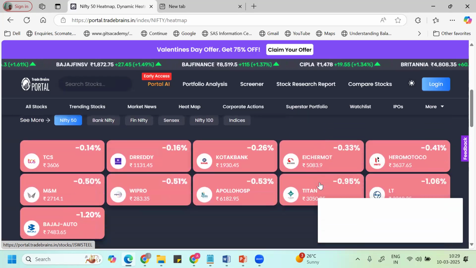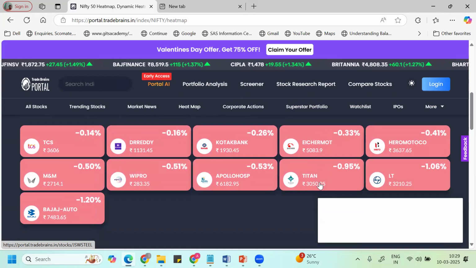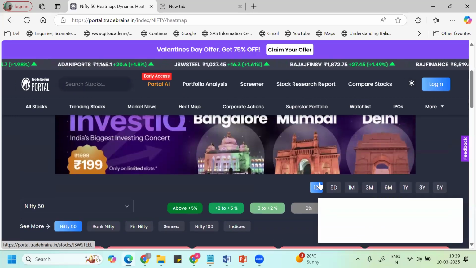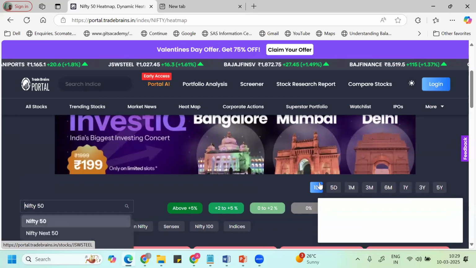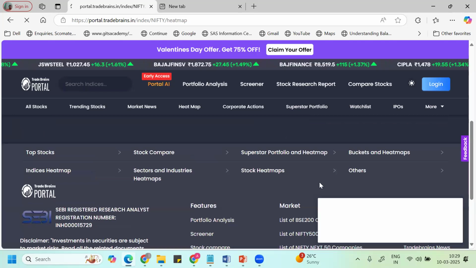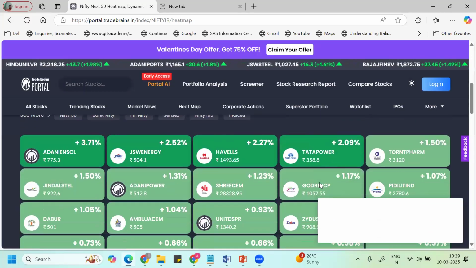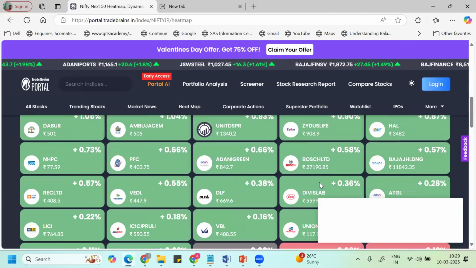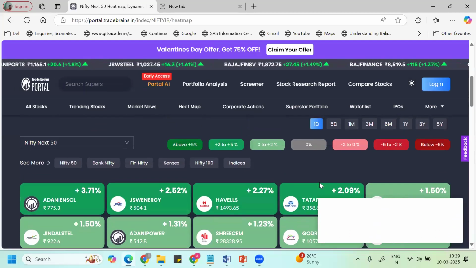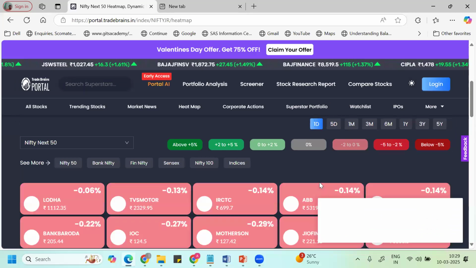In 0 to 2% negative, TCS is negative. Today I expected TCS to be positive, but it is negative. Bajaj Auto, Wipro, Kotak Bank. You can see these stocks are negative. So these are the ones in Nifty 50. Then you can see Nifty Next 50, which means companies from 51 to 100, which are positive and which are negative. So positive or negative, you can see the stocks.